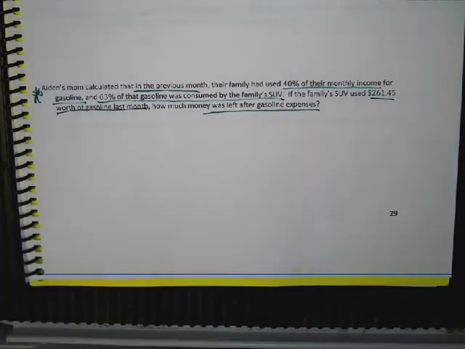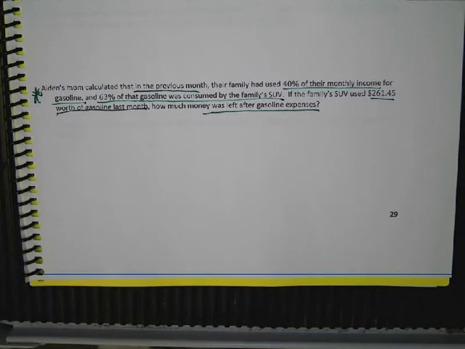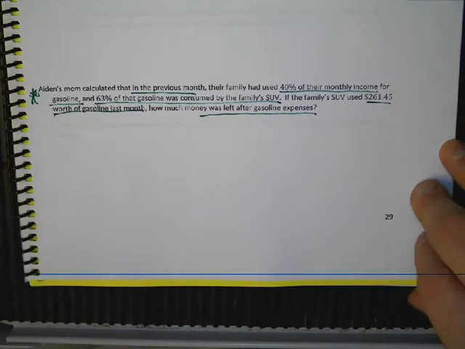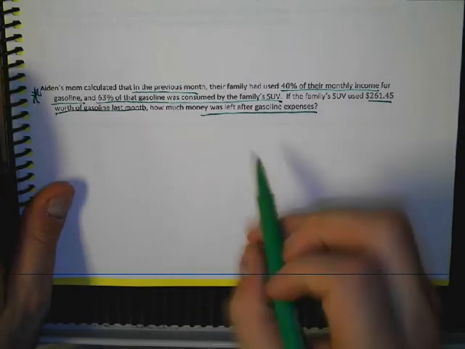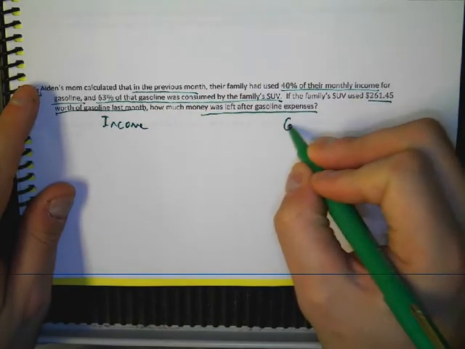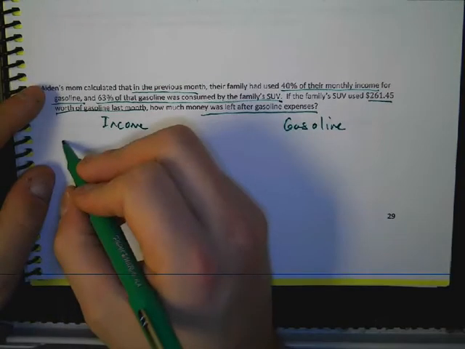All right. So this is a big problem. And if you can get this one, then kudos. If you can do one of these, you get it mostly right. So how I'm going to break this down is into two parts: income and gasoline. And I'm going to make two separate tape diagrams for these. So I'm going to take a diagram for income.